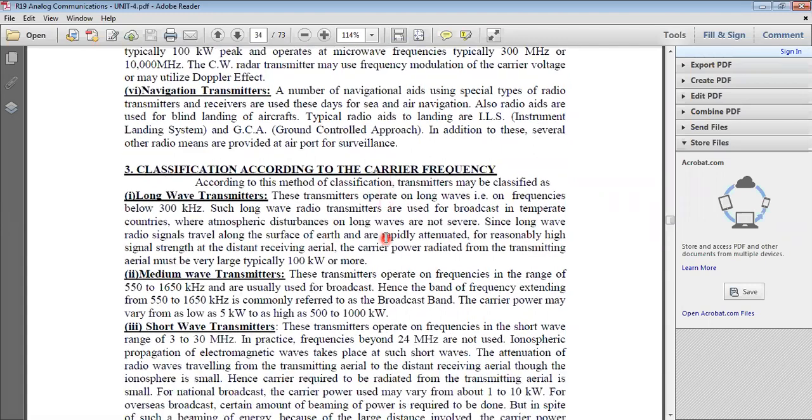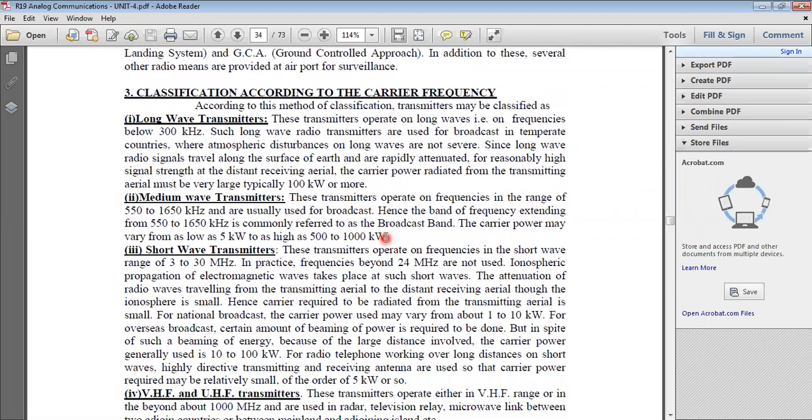Coming to the third classification, that is according to the carrier frequency used. For long wave transmitters, we use a carrier frequency below 300 kilohertz. You must remember this frequency range. For long wave transmitters, the carrier frequency is below 300 kilohertz.